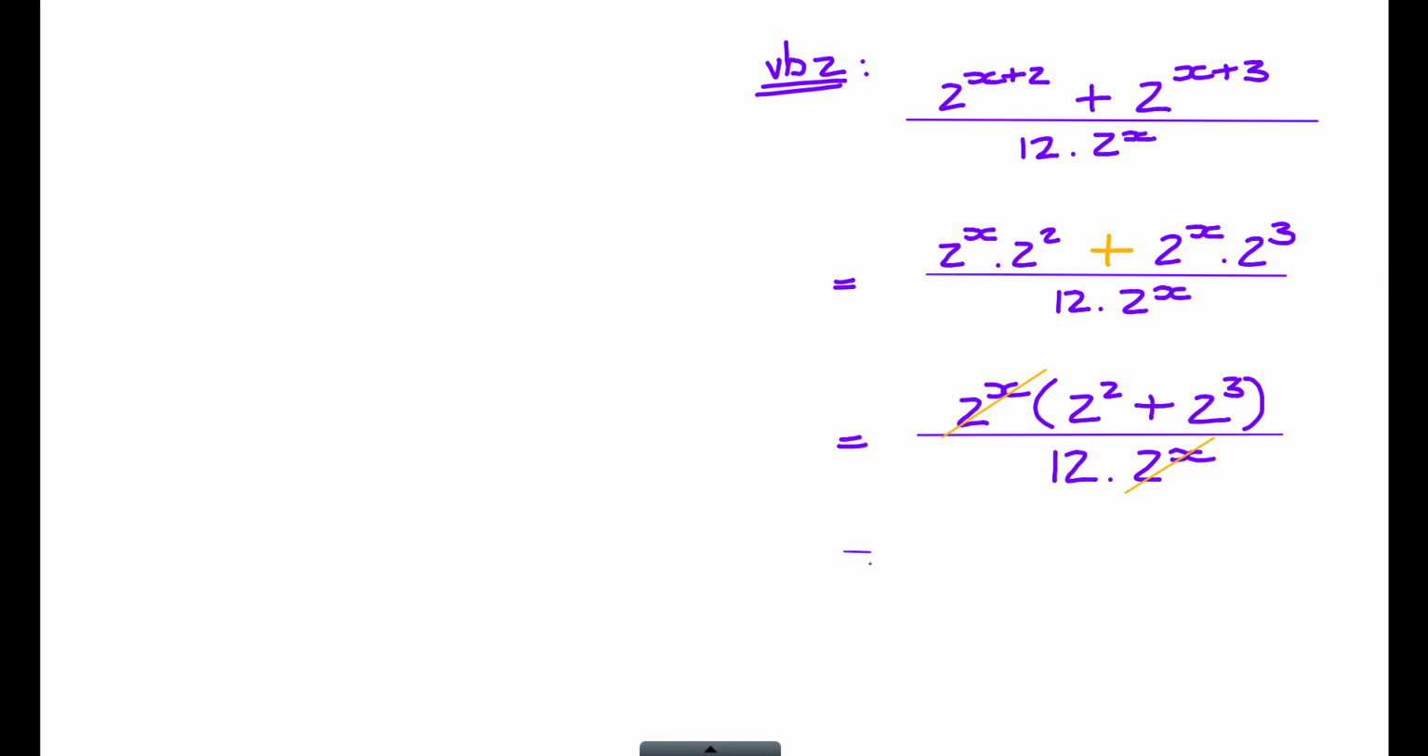Kom ons kyk gou wat het ons bo die lyn oor. Bo die lyn het ek 2 to the mag 2 wat ons 4 is, plus 2 to the mag 3 is 8. 4 plus 8 geef my 12. En onder die lyn het daar oorgebly 12, met ander woorde jou finale antwoord moet wees 1. Is julle fine met dit? Huh? Who got that? Mooi, okay, so julle verstaan dit.